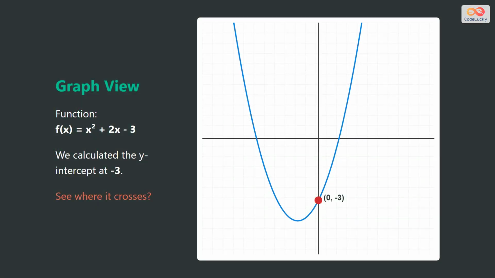Here is what that looks like on a graph. The blue curve is our parabola. Notice where it hits the vertical axis. It crosses exactly at negative 3. So, our coordinate point is (0, negative 3). The algebra matches the geometry perfectly.